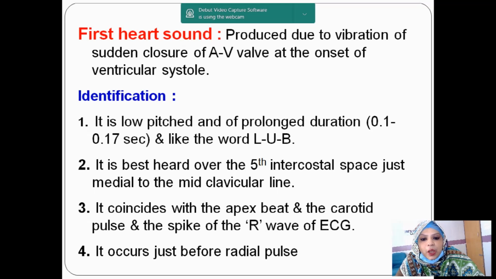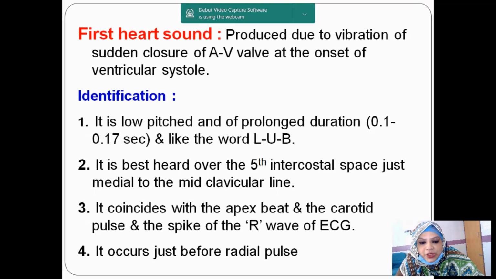Number 2, it is best heard over the 5th intercostal space just medial to the mid clavicular line. This is a very important thing. Where will you auscultate this first heart sound by stethoscope? It is best heard over the 5th intercostal space just medial to the mid clavicular line.